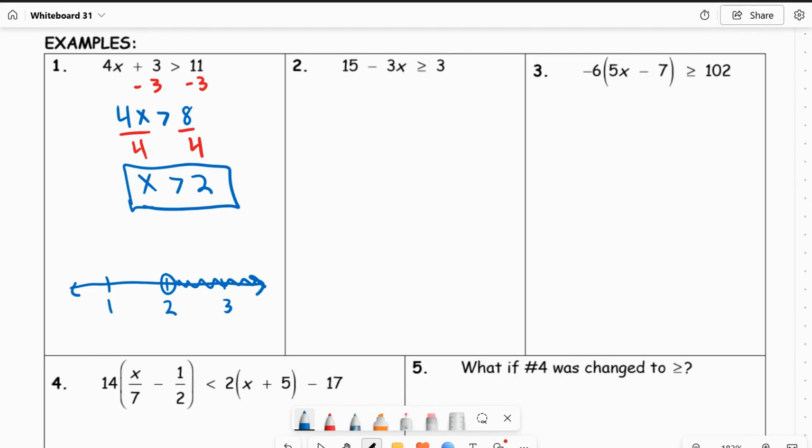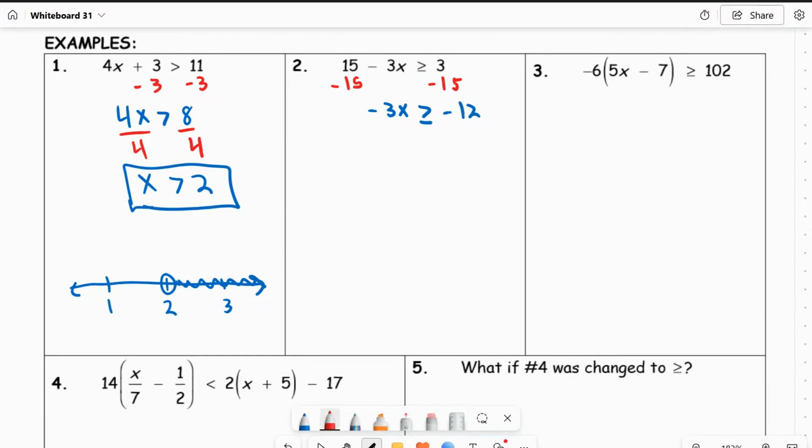Okay, similar process with number 2. Let's first start by isolating my variable. So I'm going to subtract 15 from both sides. That will leave me with negative 3x is greater than or equal to negative 12.